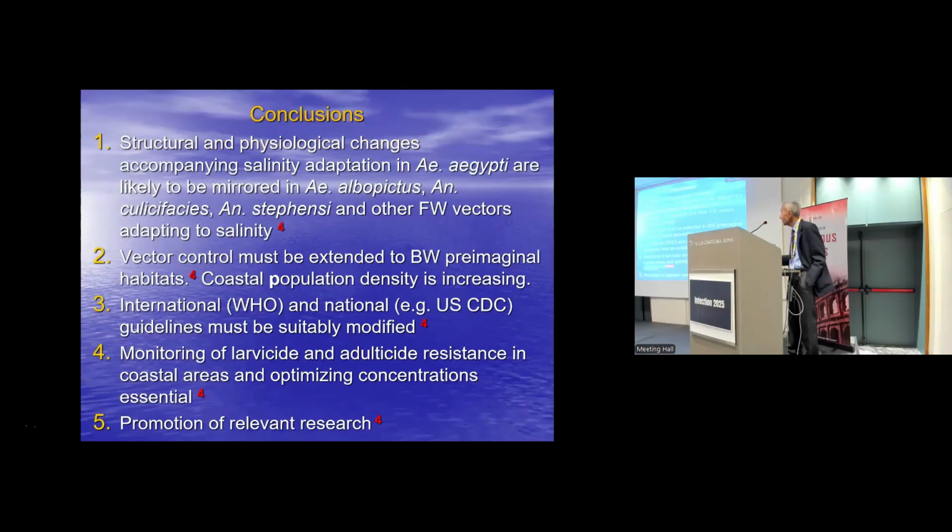Conclusions: we need to think that other freshwater mosquito vectors will be affected in similar ways to what we've shown in Aedes. We need to extend vector control to brackish water habitats. We need to change the WHO and US CDC guidelines, and we need to monitor larvicide and adulticide resistance and promote further research in this area.